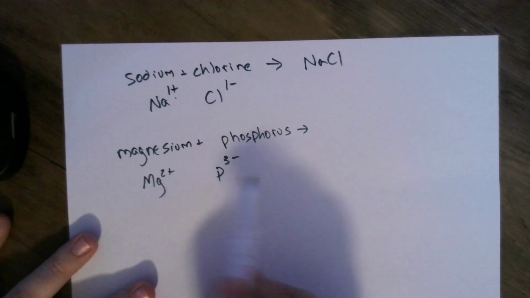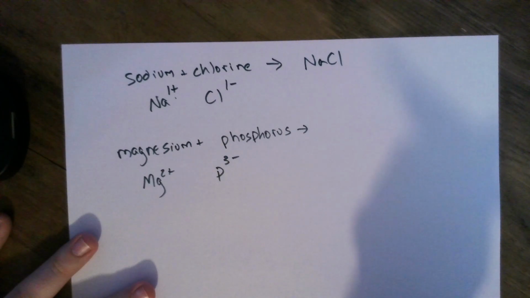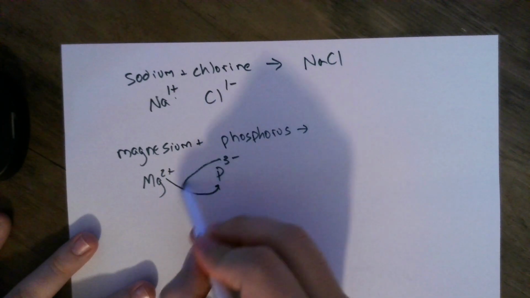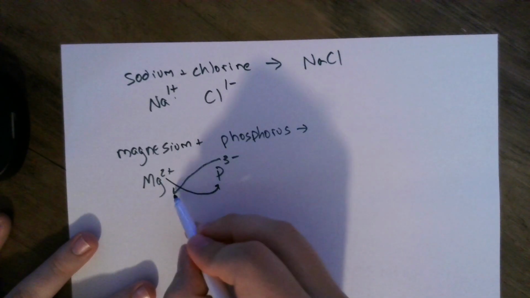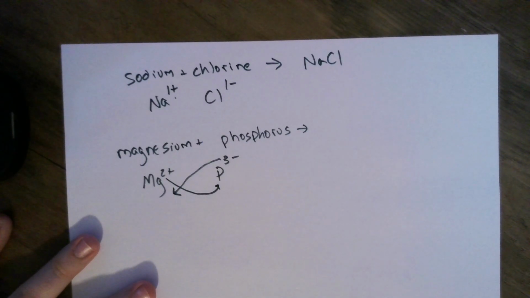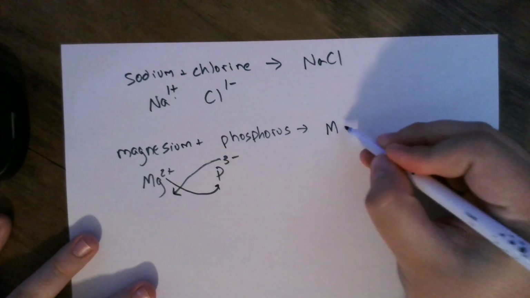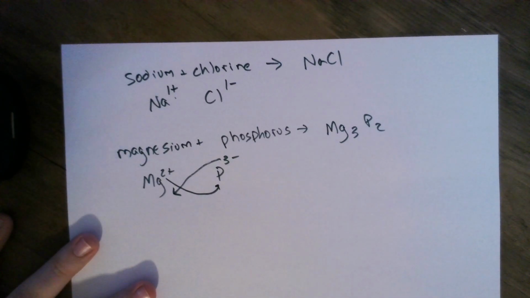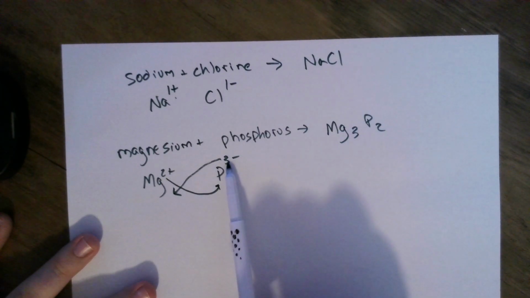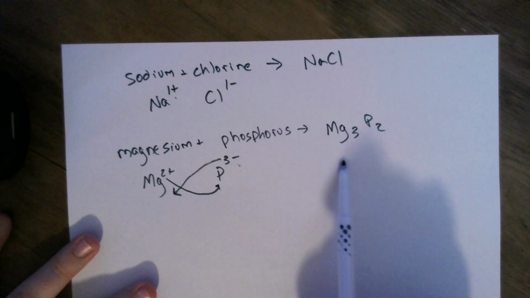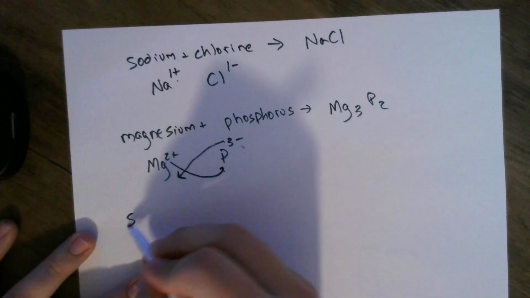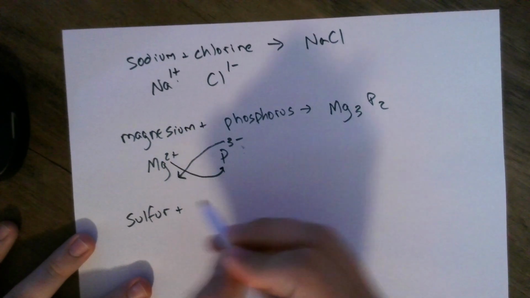Okay, I need those numbers to cancel out. The easiest way to do it is just to take this number 2, give it to phosphorus, this number 3, give it to magnesium. If you swap the numbers, it's like a shortcut to finding their greatest common factor. So they make Mg3P2. And we don't write the negative sign because you couldn't have a negative amount of something, right? That wouldn't make sense. Last one here, I have sulfur plus aluminum.